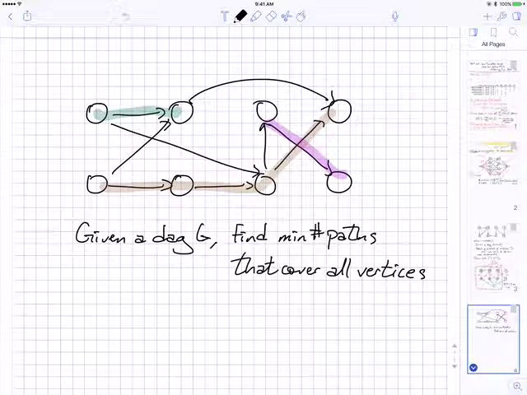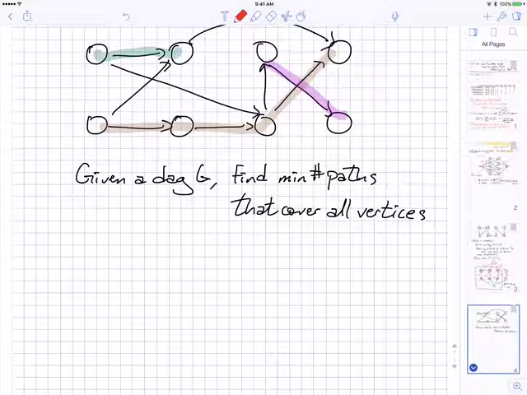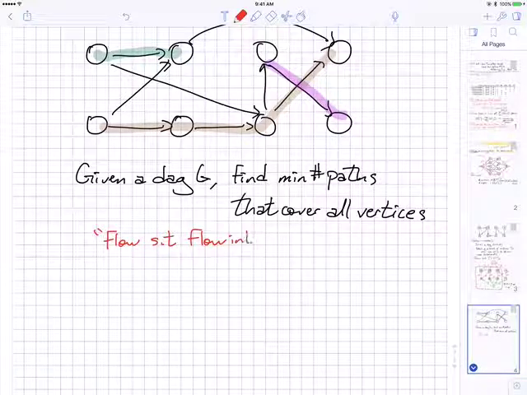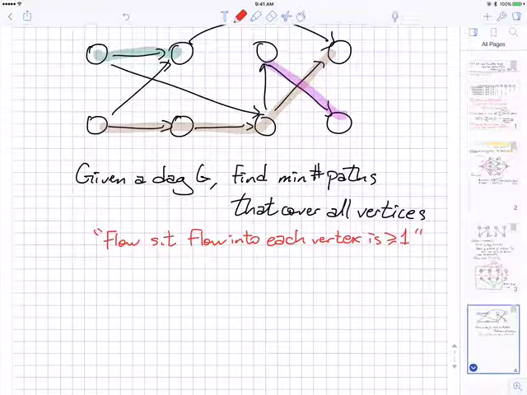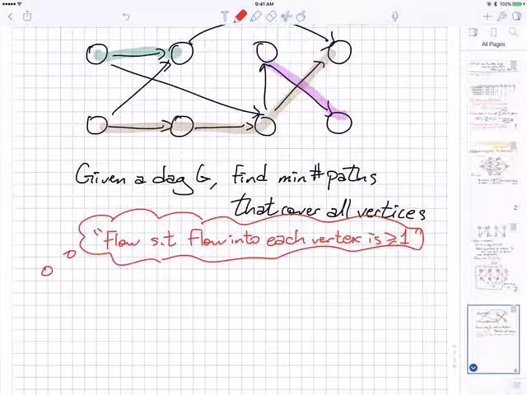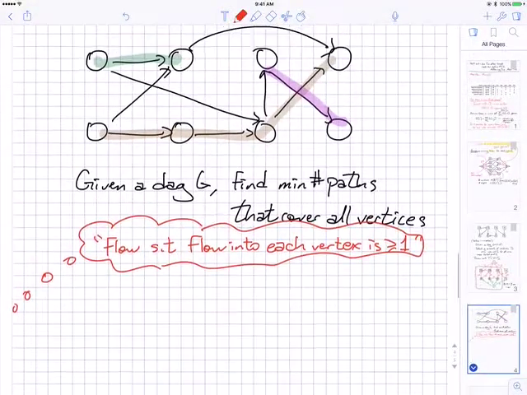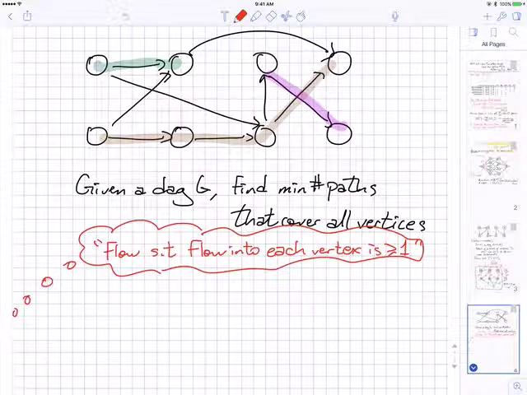Okay? So think of this as I want a flow such that the flow into each vertex is at least one. This is the intuition that we want. But you'll notice that this graph doesn't have a source, and it doesn't have a sink. The other thing that's weird is that I have something that resembles a backwards capacity constraint, but it's attached to the vertices and not to the edges. So I need to do a couple of things to convert the problem to maximum flow.